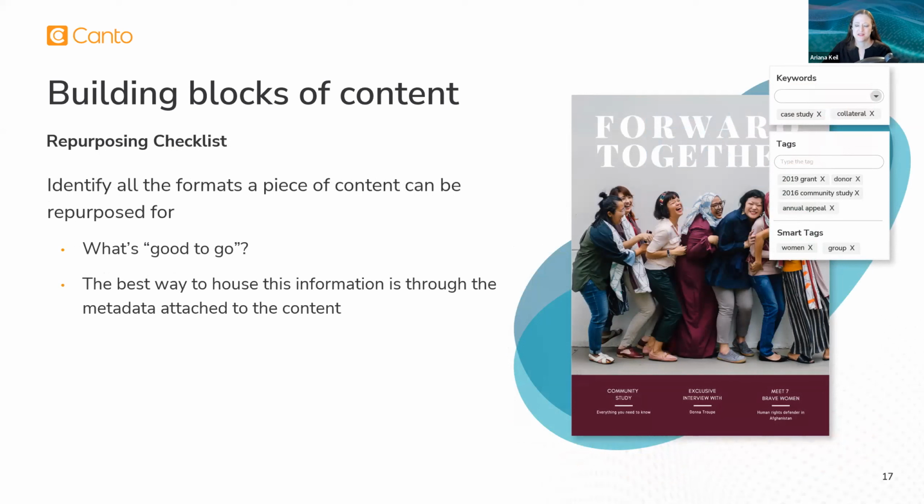So the building blocks of content that can be identified for repurposing, I like to think of it as a checklist. You want to identify all the formats a piece of content can be repurposed for, the forms it can take: short content, an ebook, a webinar, a blog post, the channels it can be used for.